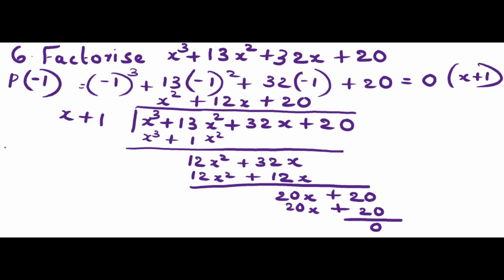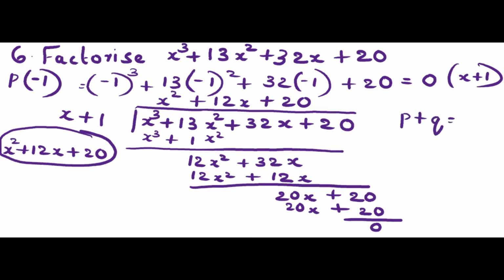So I got the polynomial as x square plus 12x plus 20. So here you have to consider two terms. Since the coefficient of x square is 1, you can go directly for considering p plus q equal to 12 and pq equal to 20. For 5 we won't get sum as 12. So we can't go for 4 and 5. We can go for 10 and 2 because 10 plus 2 will give you 12 and 10 multiplied by 2 will give you 20.